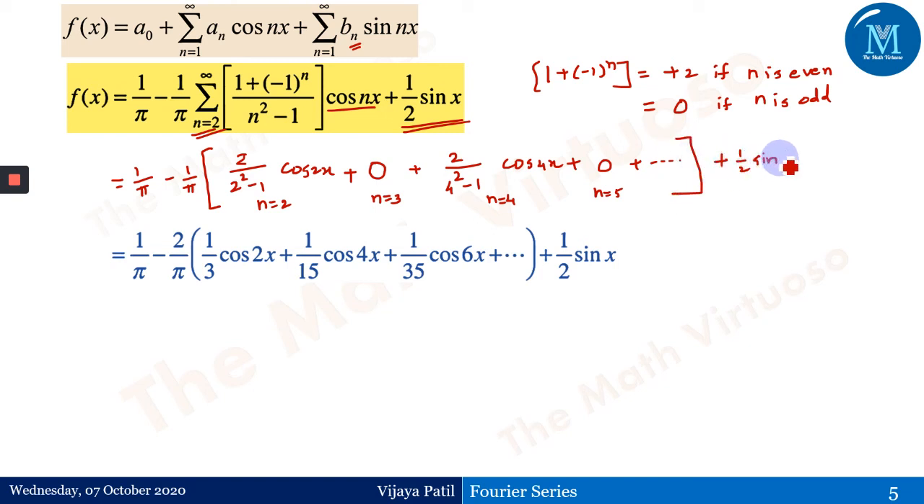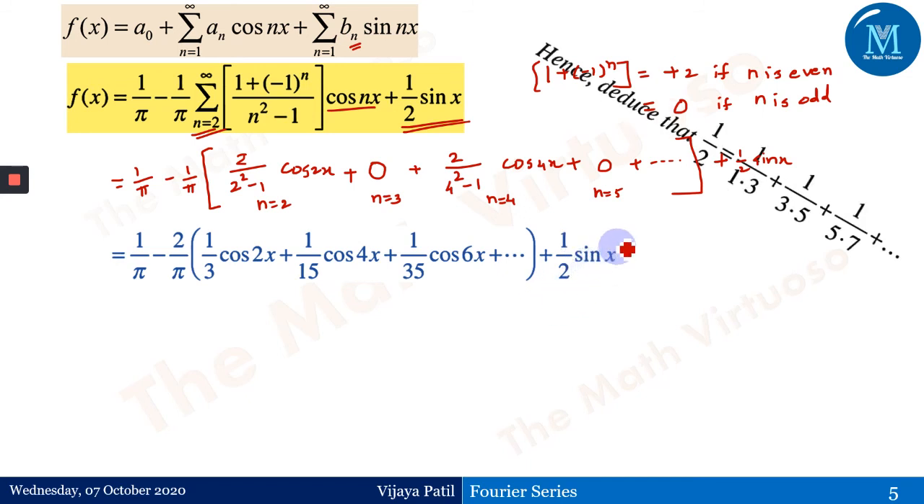This is the in-between step between these two steps. I just wanted to explain, that is the reason I have left some space in between. And therefore it's 1/π - (2/π)[(1/3) cos 2x + (1/15) cos 4x + (1/35) cos 6x + ...] + (1/2) sin x. So this is the deduction part, what we have to do. I hope it is readable for you. Let me erase a little bit of part from here.